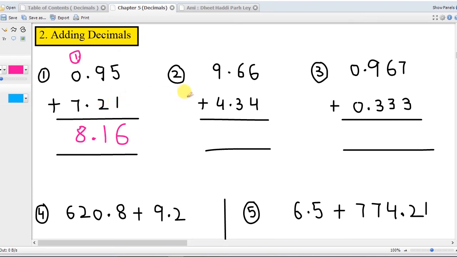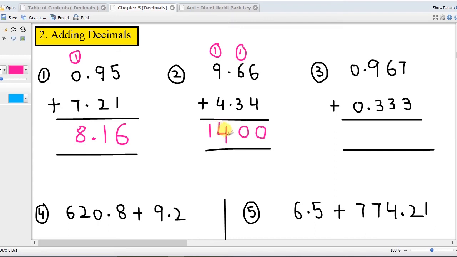Okay, next question is 9.66 plus 4.34. So simply add them. 6 plus 4 is 10. 1 goes on the carry. The next neighboring digits, 1 plus 6 is 7, 7 plus 3 is 10. So again write 0 at the bottom, 1 goes on the carry. And 1 plus 9 is 10, 10 plus 4 is 14.